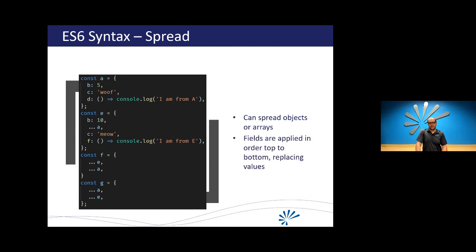Fields are applied, when you spread an object, they're applied top down. If there's any duplicates, the one further down in the code takes precedence. So in this example, A and B get overridden with 5 and E, and C becomes meow. Yeah. So the later one is what applies.